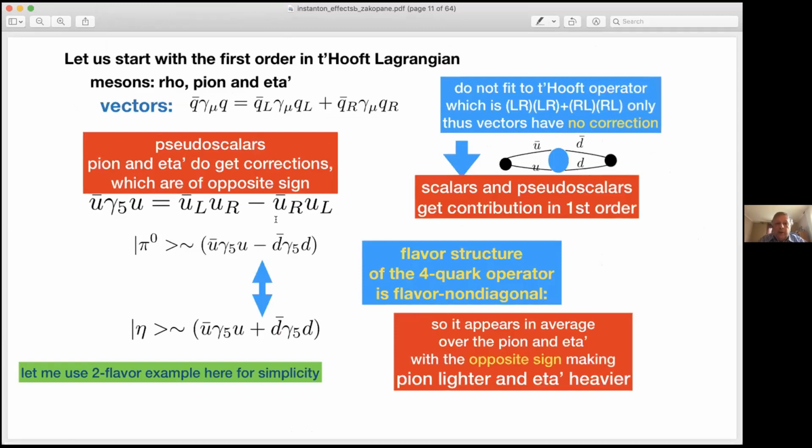So let me explain some elementary things: to first order in 't Hooft interaction, what should happen. Suppose you study the correlation function in vacuum of two currents, and these currents are vector currents. Vector currents are left-left plus right-right, which means if you put this black dot to be a vector current, the u and u bar should have the same chirality. That wouldn't match with the 't Hooft operator, because in the 't Hooft operator, they should be of opposite chirality.